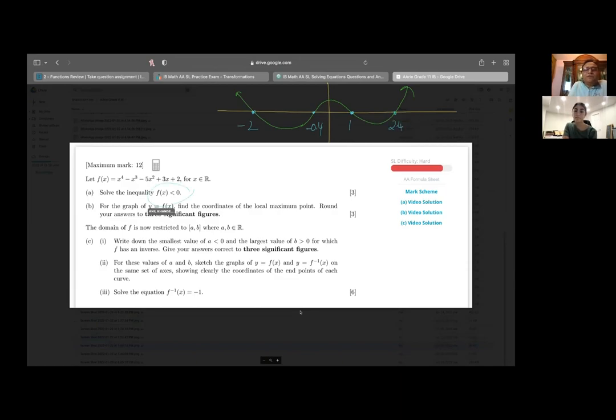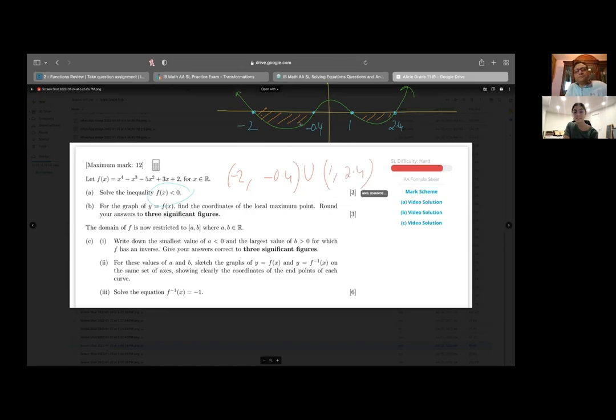What do you want? F of x less than 0 means negative. So we ignore the positives and we just only look at this area over here. So we have the solution right there, right? Yeah. So it is from -2 to about -0.4, union, I'll write from 1 to 2.4.